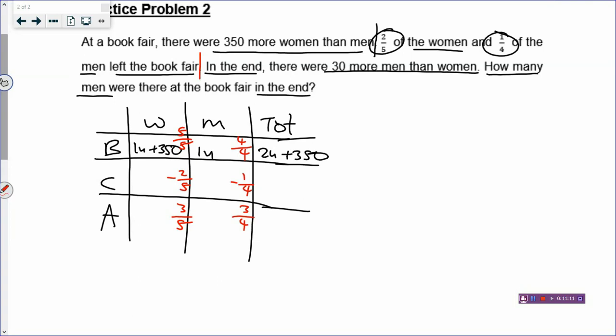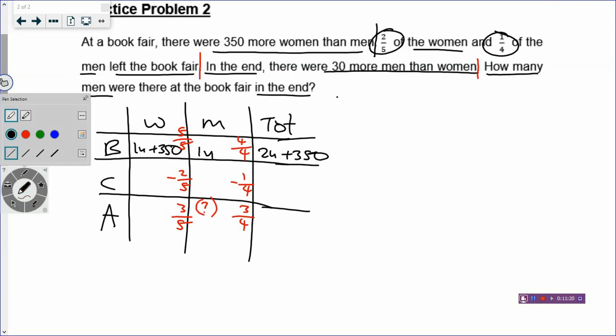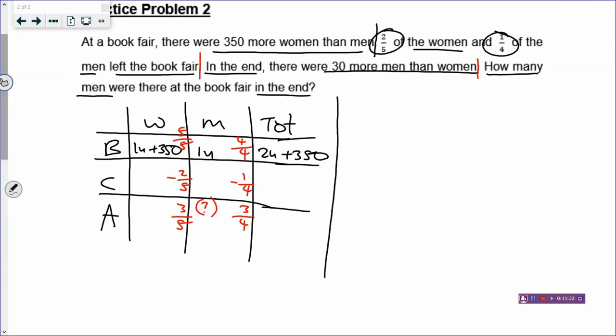Alright, so let's jump to the next sentence. So how many men were there in the end? So your question mark is here. And we are done. Okay, so the table is done already. So what do you do next? You look at your table and you use it to work out the steps.